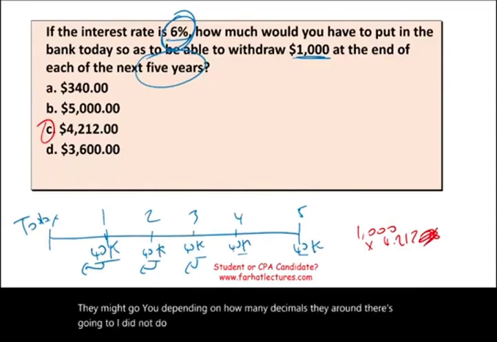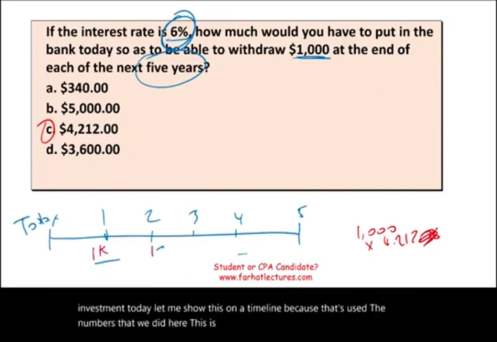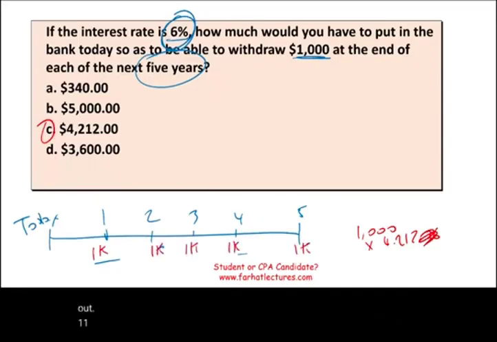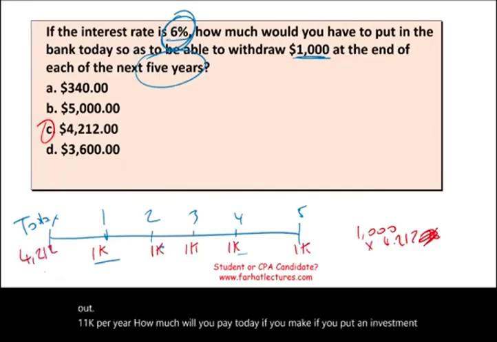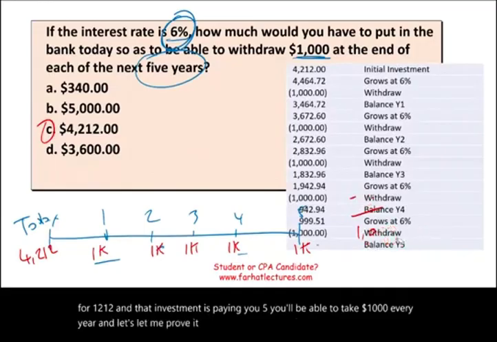So simply put, if you want to make an investment today, let me show you this on a timeline, because let's use the numbers that we did here. This is 5 years. You want to take $1,000 per year out, 1K per year. How much will you pay today? If you put an investment for 4,212 and that investment is paying you 6%, you'll be able to take $1,000 every year. And let me prove it. This way you can see what I'm talking about.